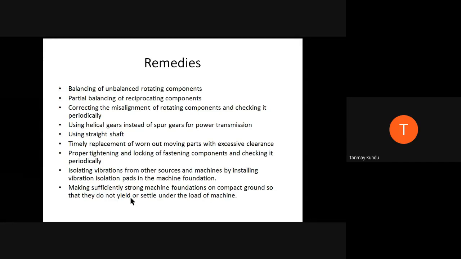Next, isolating the vibrations from other sources. That means, as I have told, between two consecutive machines you have to provide some amount of space so that the vibration generated in one machine should not transmit to the second machine.